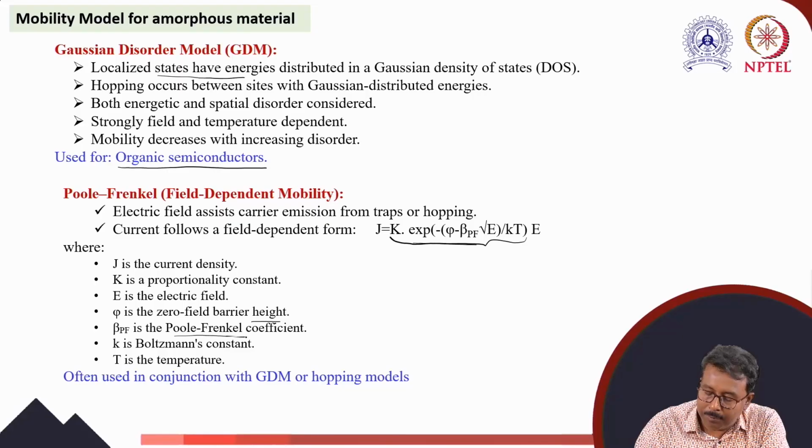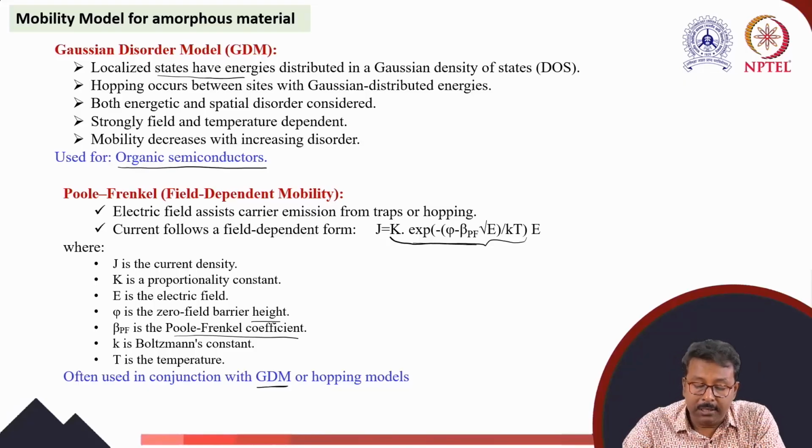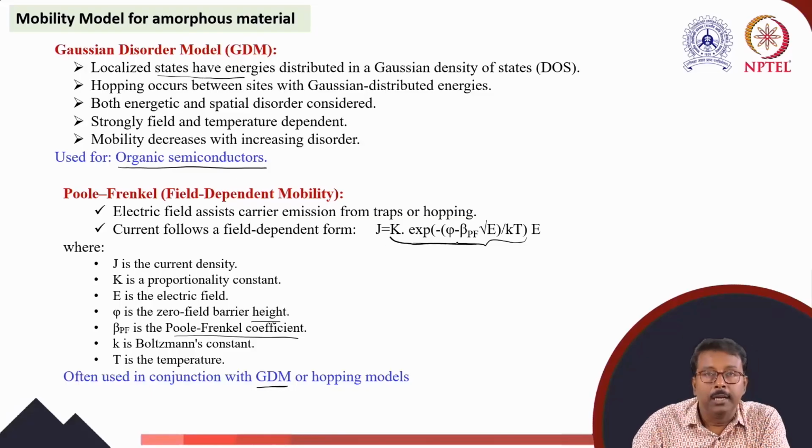This is the Poole-Frenkel coefficient, multiplied by root over E divided by kT. So this is the total energy, but this phi will be in electron volts, and T is the temperature. It is often used for the GDM model that we have discussed earlier, that is the Gaussian disorder model. In the Gaussian disorder model, after considering the states are distributed as Gaussian, this formula can be used. K is a constant here, not the Boltzmann constant, it is a different constant. Be careful. And E is the electric field.